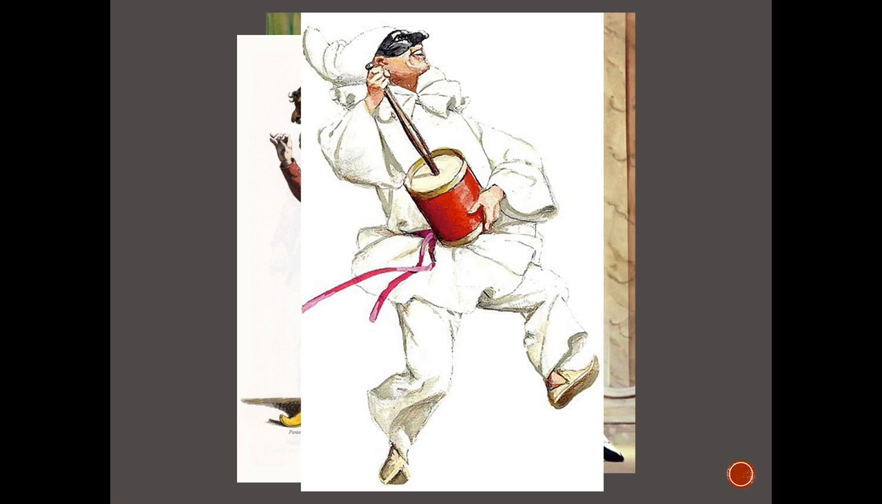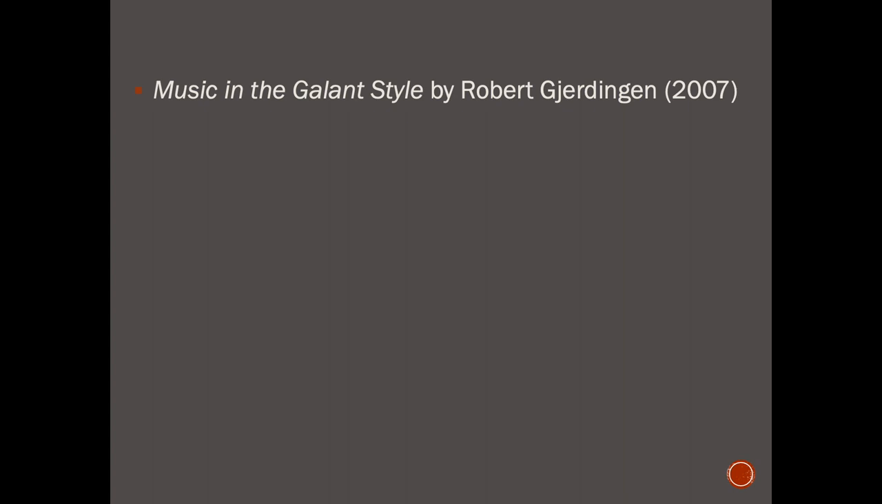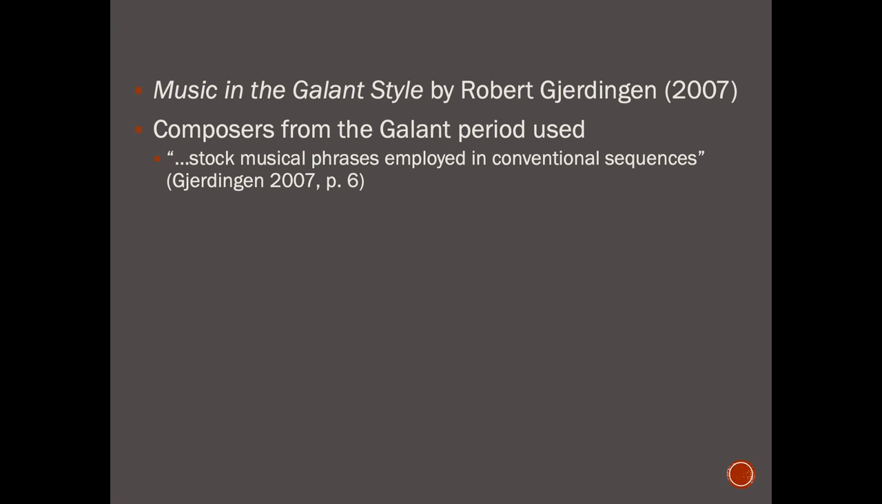So, noted scholar Robert Gjerdingen has opened up a whole new universe of historical and music theory analysis in his book, Music in the Galant Style, 2007, so not that long ago. And this is being picked up by lots of different people and used, and it is just kind of exploding in a new area of scholarly research. In this, he demonstrates that composers from the Galant period, roughly about the 1720s to the 1770s, used stock musical phrases employed in conventional sequences. Okay, so here is this stock idea, this pre-existing material being imported into an original work. And they use them for the foundational basis for their compositions.